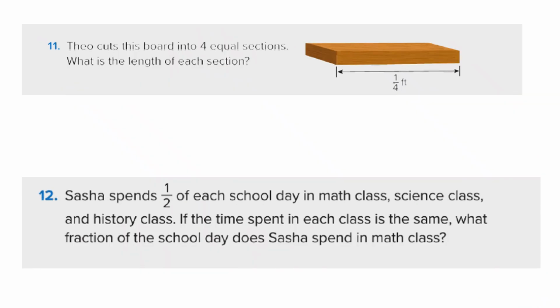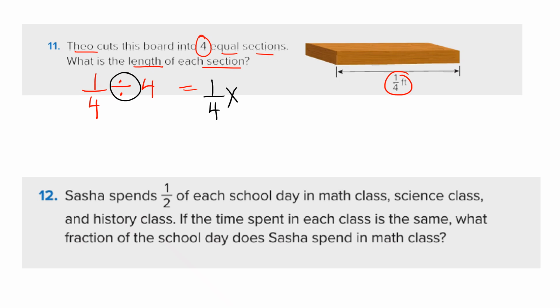Let's solve questions 11 and 12 now. So Theo cuts this board into 4 equal sections. So what is the length of the whole board? The length is 1 by 4, and we are dividing it into 4 equal parts. What is the length of each section? So I can do it very easily. I convert division into multiplication and take the reciprocal. Here nothing is written, which means the denominator is 1. So what is the reciprocal of 4 over 1? 1 over 4. So multiply numerator with numerator, denominator with denominator. So 1 over 16 feet. That's the length of each section.